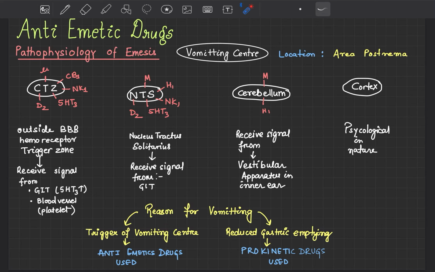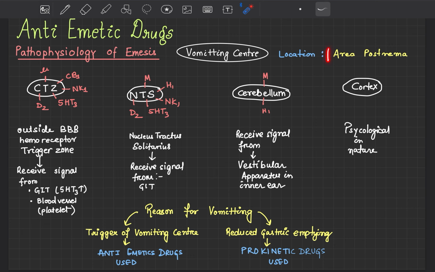Hello everyone, today's topic of discussion is anti-emetic drugs. Before knowing that, we have to know what the word emetic means. It means vomiting. So before understanding this, we should understand why we have vomiting, or the pathophysiology of vomiting.